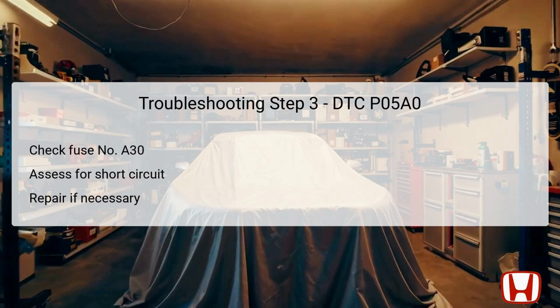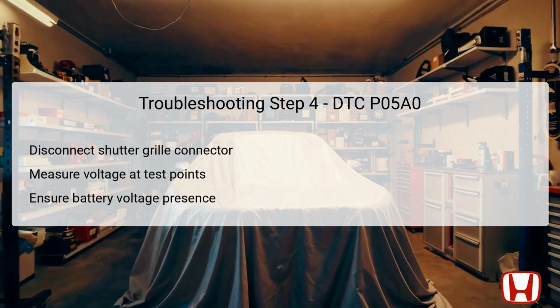A short in the +B wire can cause electrical failure, leading to the P05A0 code. Thus, it's vital to repair the short and replace the A30 fuse before proceeding with further checks. Remember, ensuring circuit integrity is critical for proper vehicle functions.